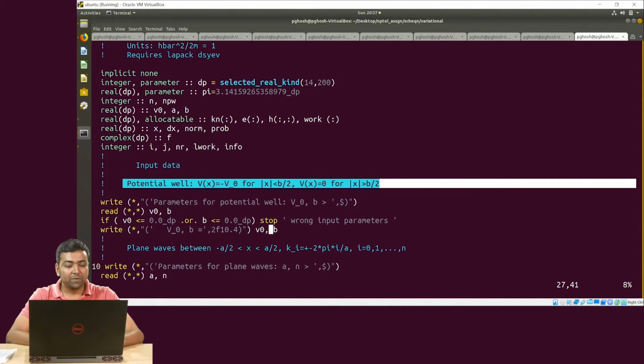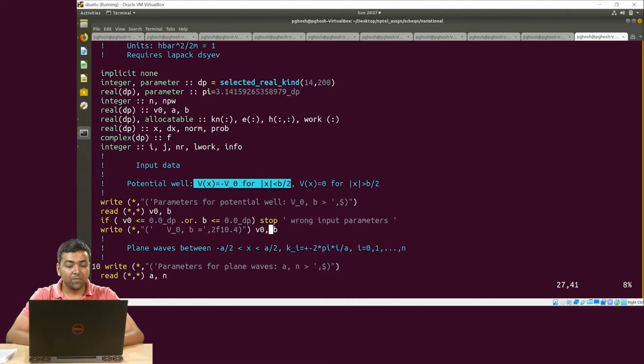So, this highlighted part here is the definition of my potential. It means that the total width of the potential is B, and it is a symmetric potential centered at the origin. From minus B by 2 to plus B by 2, the potential has a value minus V 0, and for other values of x, the potential has a value 0.